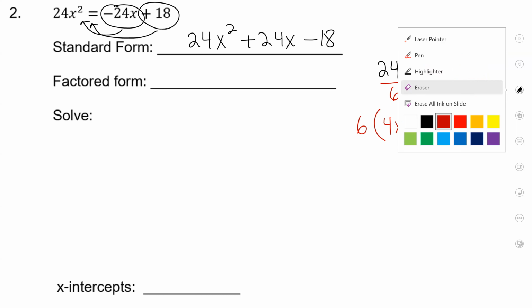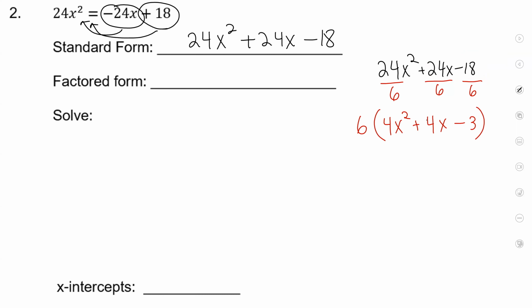Now, I'm going to go ahead and do my steps again. You should have written in your notes that step 1 is to multiply A and C. So what is A and C in this case? Yep, 4 and -3. So I'm going to multiply them. I get -12. My B value is 4.